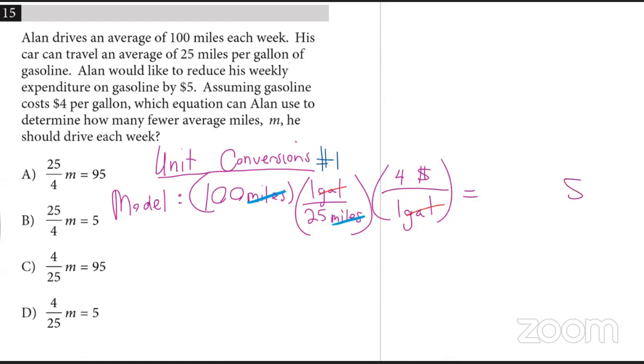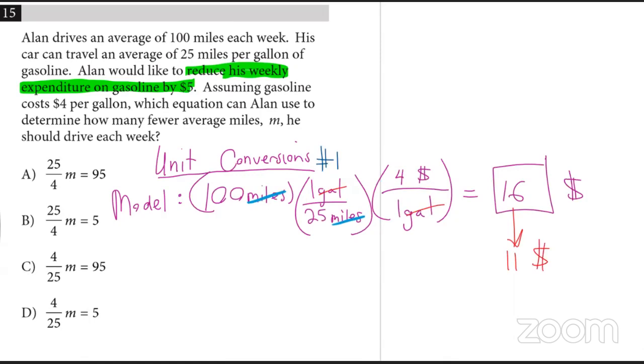The big part of this is that whatever number we end up with is in dollars. And by the way, it would be whatever you would get for 100 times 4 divided by 25, which would actually be the number 16. Now, the question says we need to reduce the weekly expenditure by $5. So we have $16, and maybe the first time I saw this problem, I converted this to an 11 because we want to reduce the expenditure by 5.